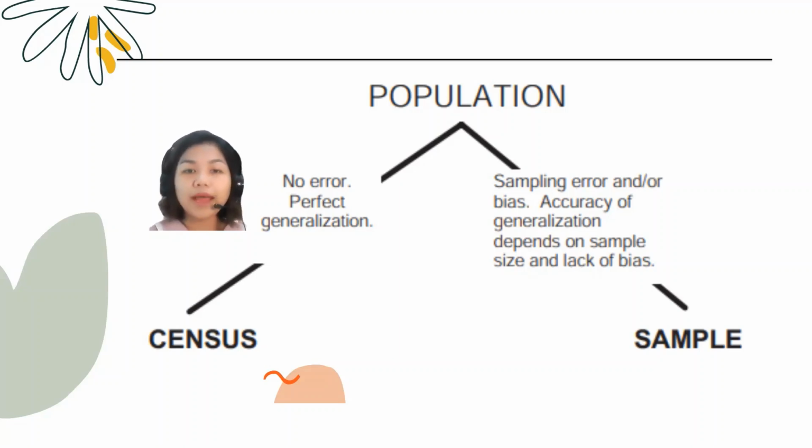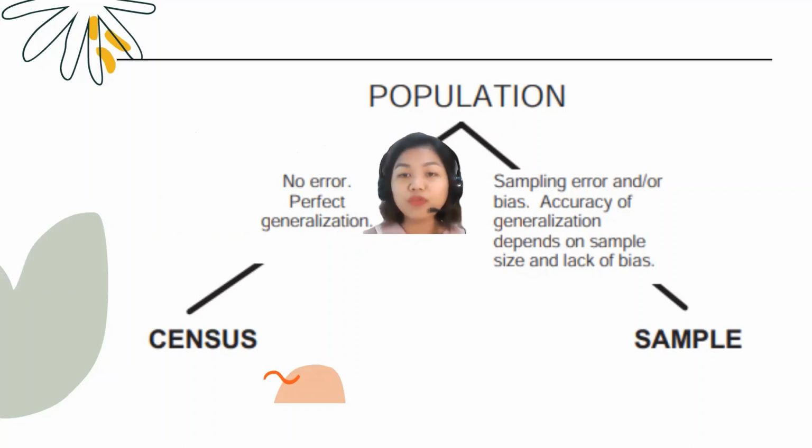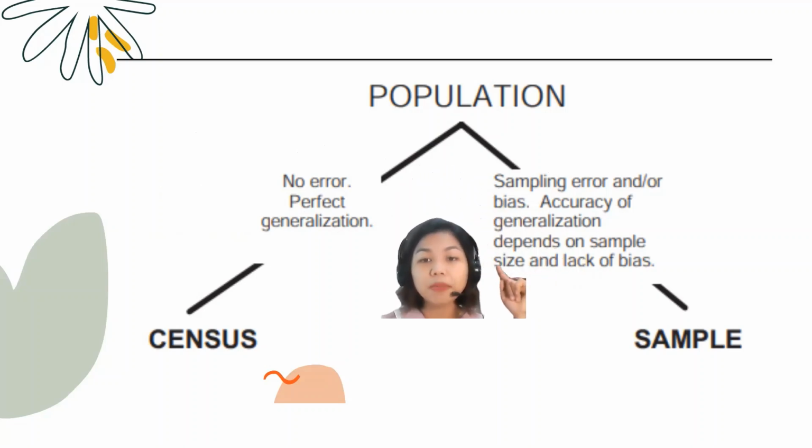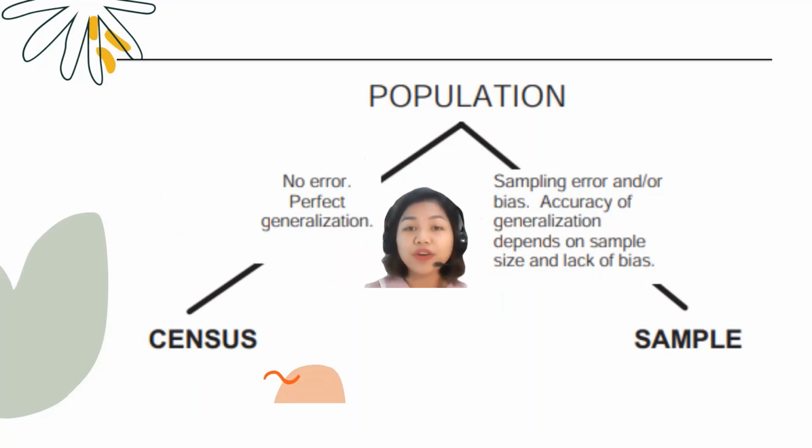That's one. Meanwhile, in sample, we assume that we will be having, of course, a sampling error or a bias. That's why we have the margin of error. And we need to know also the accuracy of the generalization. And it depends on sample size and lack of bias. Kaya nga meron tayong confidence level for us to see that even if we constantly repeat the same procedure or the same study or the same research or the same technique, 99% or 95% or 90% perhaps, the result would give us the value or the area where the true mean lies, right?